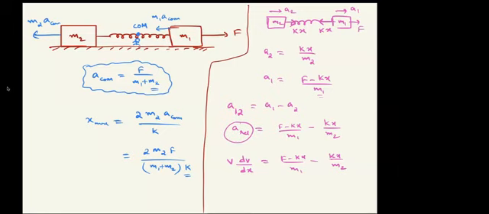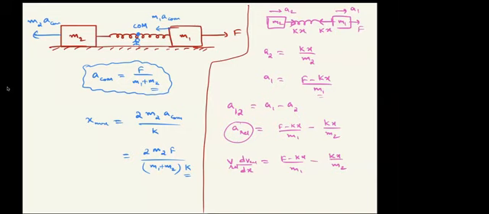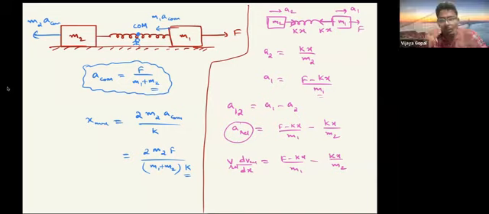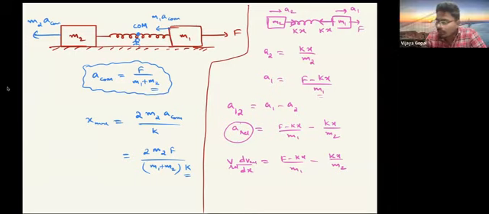Yes, correct. What is the initial limit of v? Here v means v relative. Initially both are not moving, so relative velocity is how much? 0. Finally, both are moving, but both will move with the same speed. That means the final limit of v is also 0. So if you take dx to this side and integrate, on the left side you get 0 minus 0. On the right side, integrate it and keep the limits from where to where?